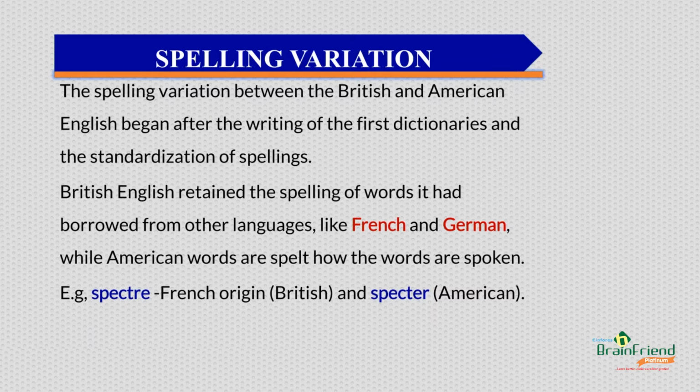One thing you should know about the spelling variation between British and American English is that the British retained the spelling of some words borrowed from other languages, while the Americans did not. For example, we have the word spectre, which has a French origin. It is spelled with the letter R coming before the E, while the Americans spell it with the E before the R. The Americans spell words as they are pronounced, while the British retain the spelling of the original word.